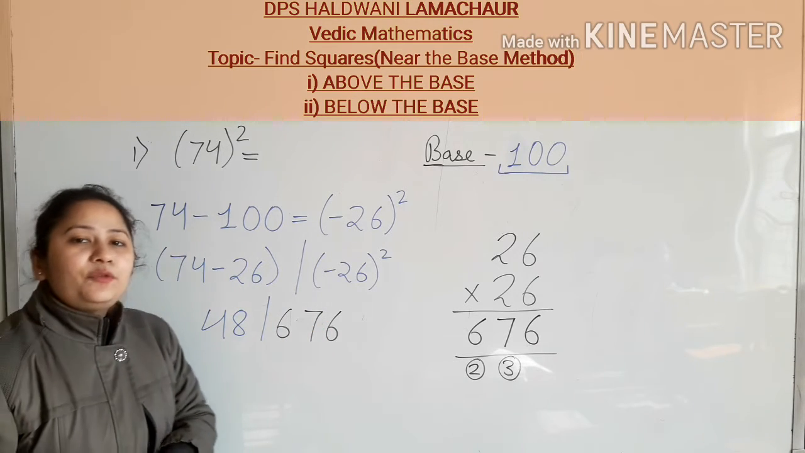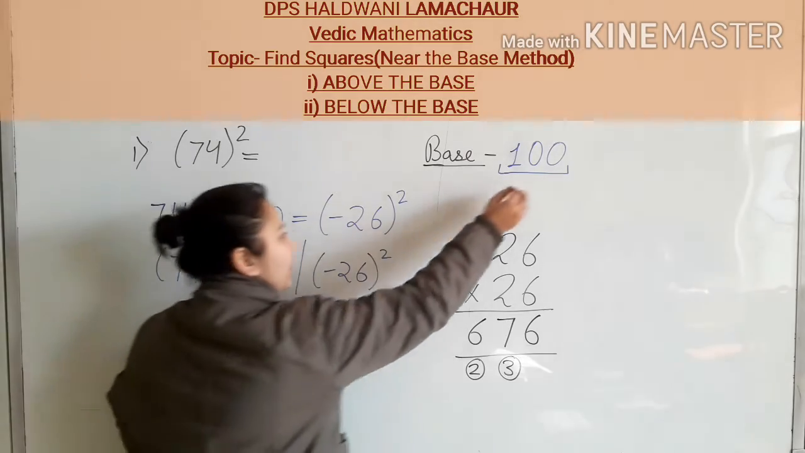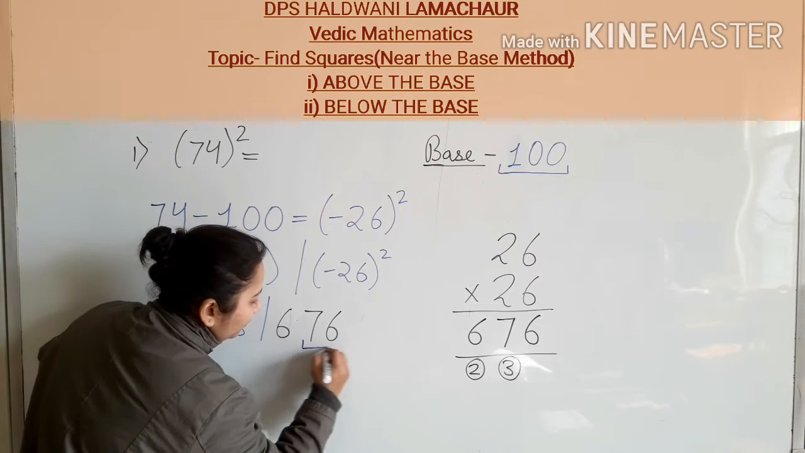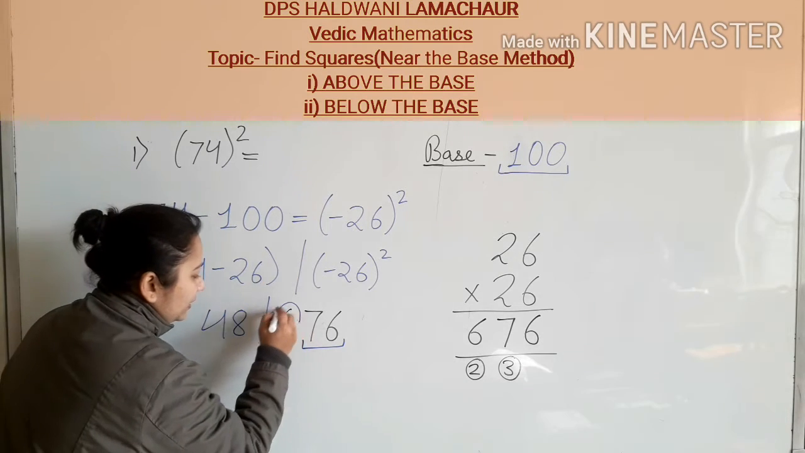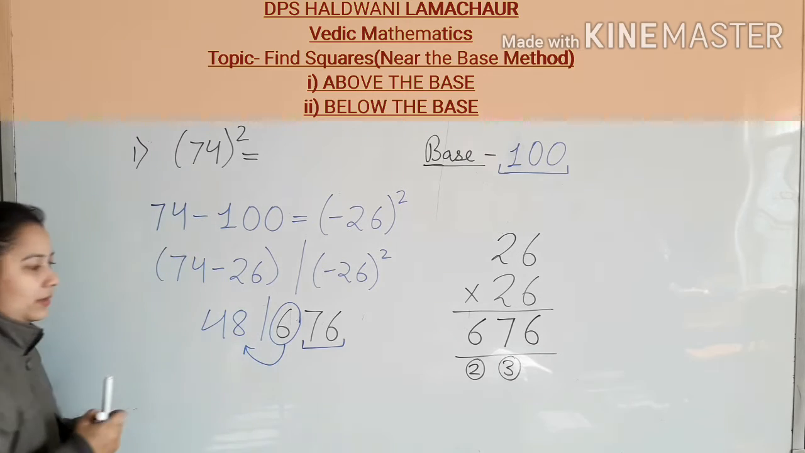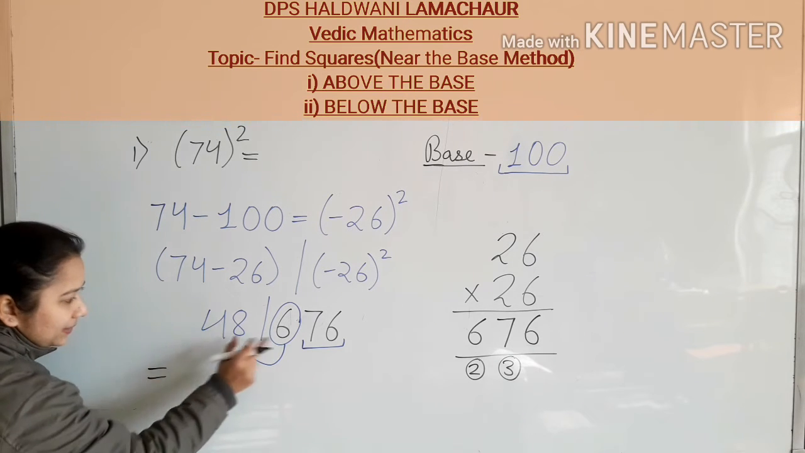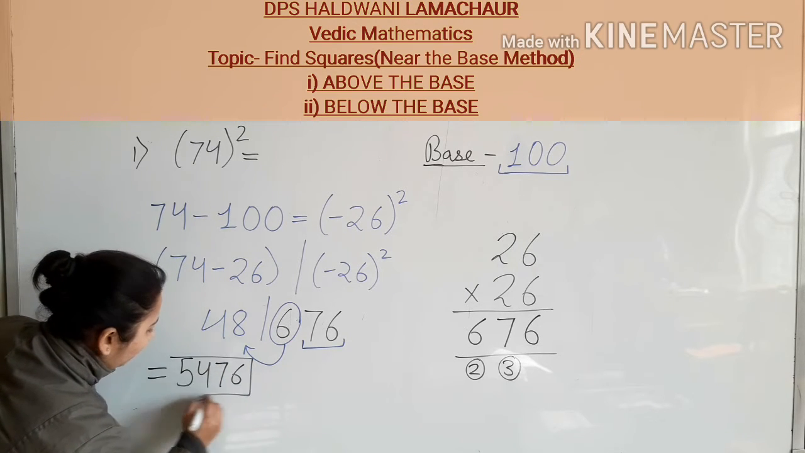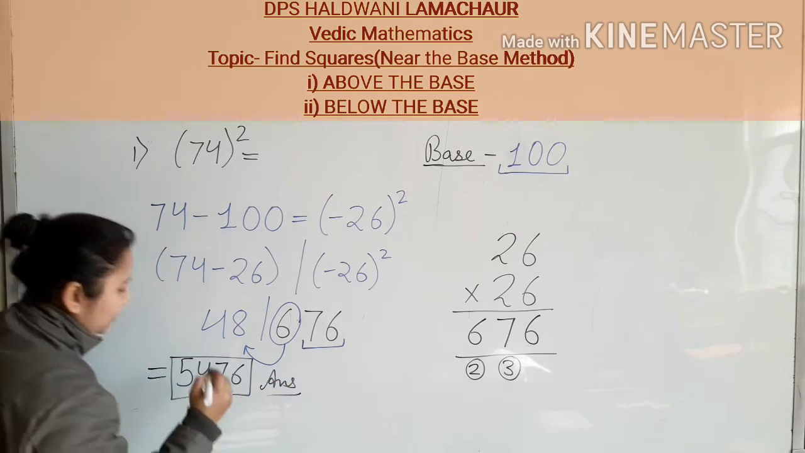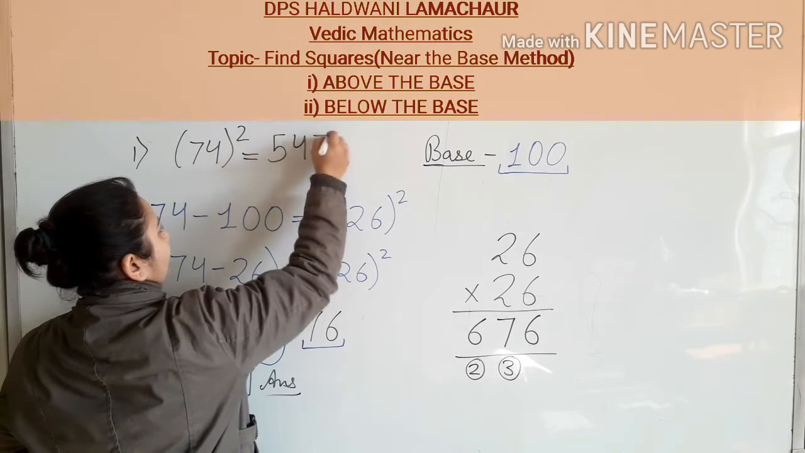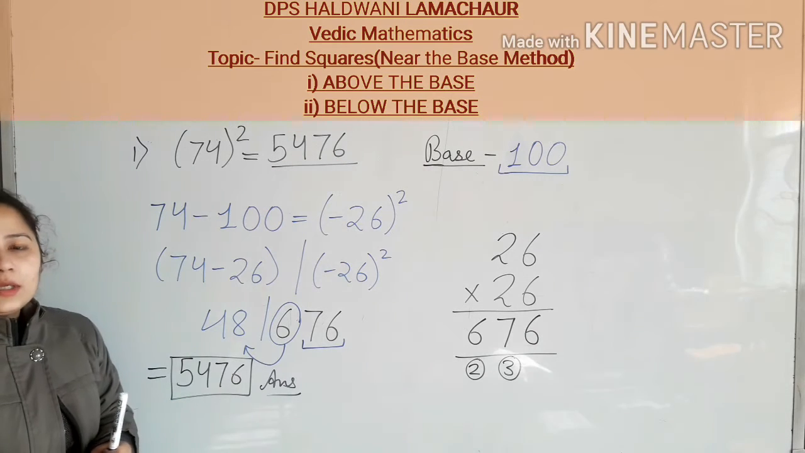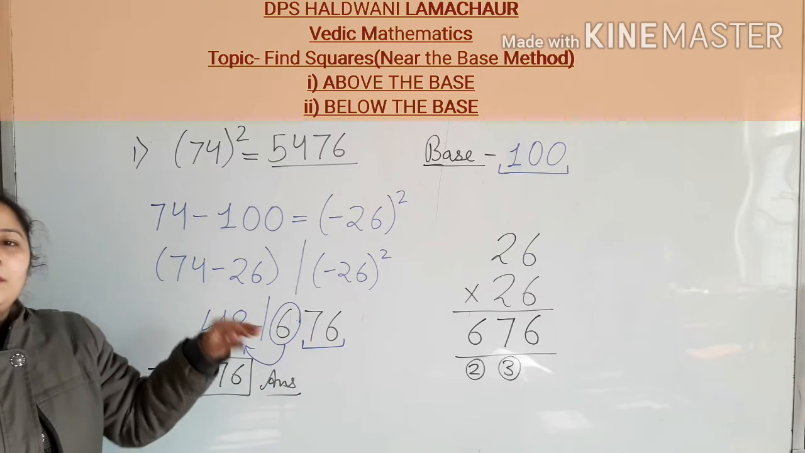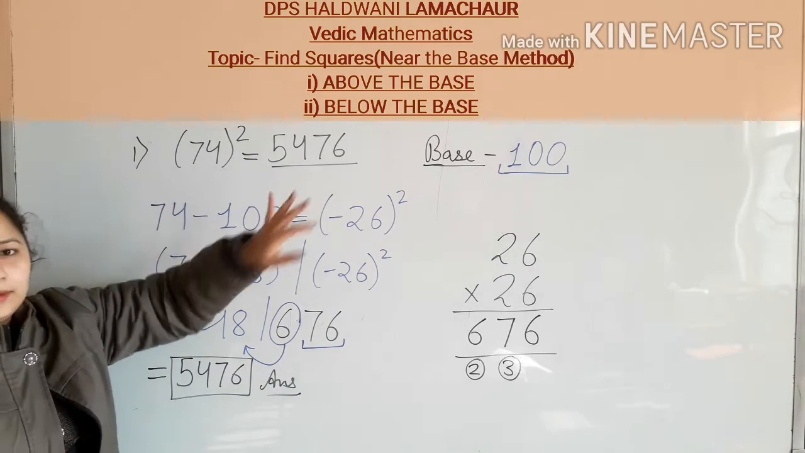Now students, in the first part also I have told you number of zeros, number of digits. So you can see that 2 zeros are there. So we will take only 2 digits and this digit will go carry. So add it. Now 48 plus 6 is 54 and this 76. So it is 5476 and this is your answer. Students, if you are good in calculation, you can do this calculation orally in your mind also. Just directly write the answer.